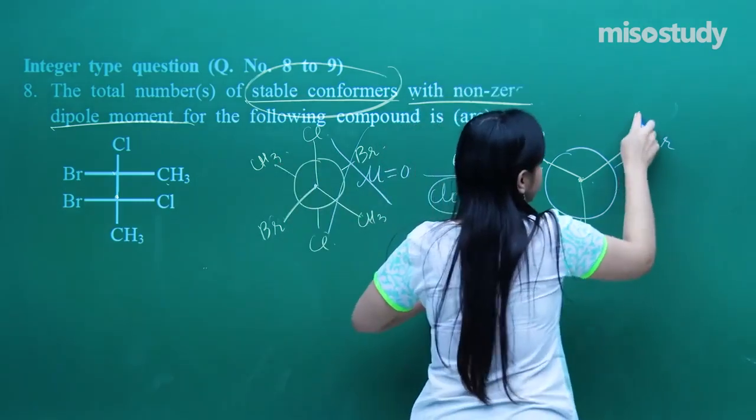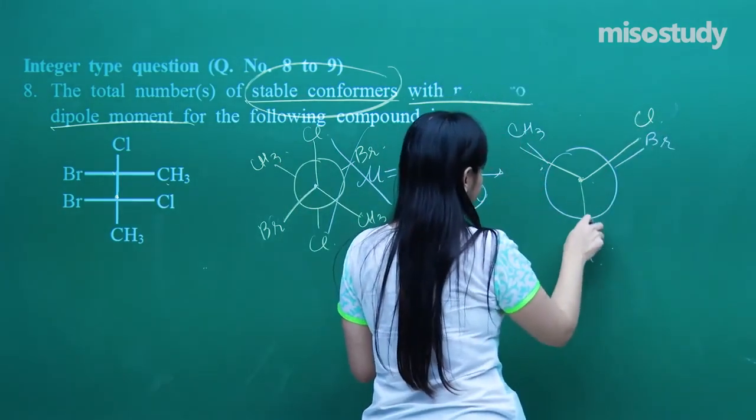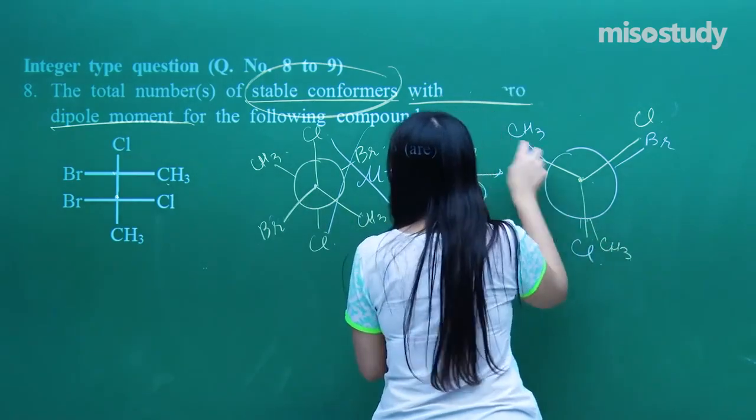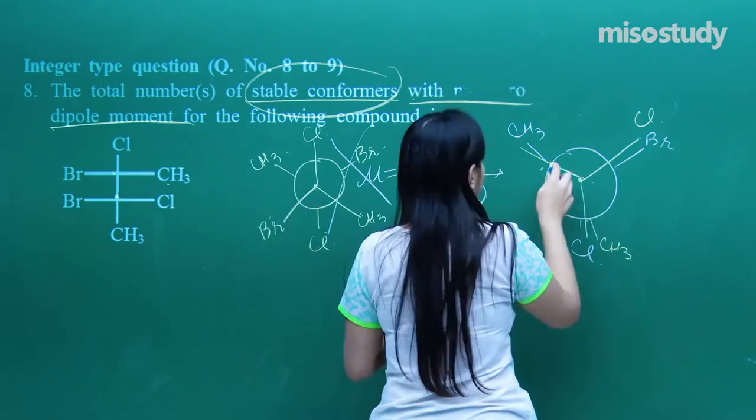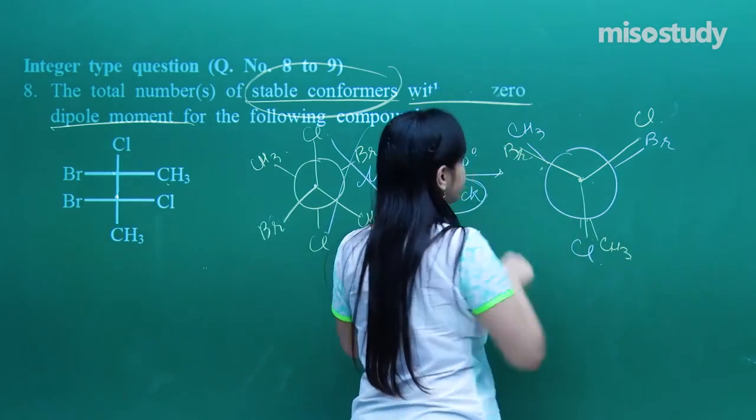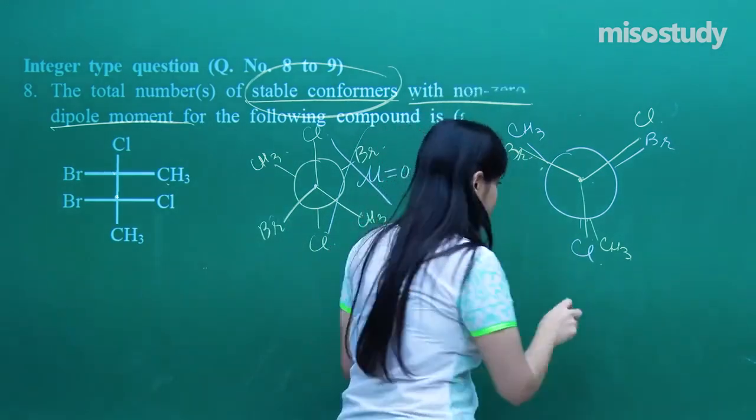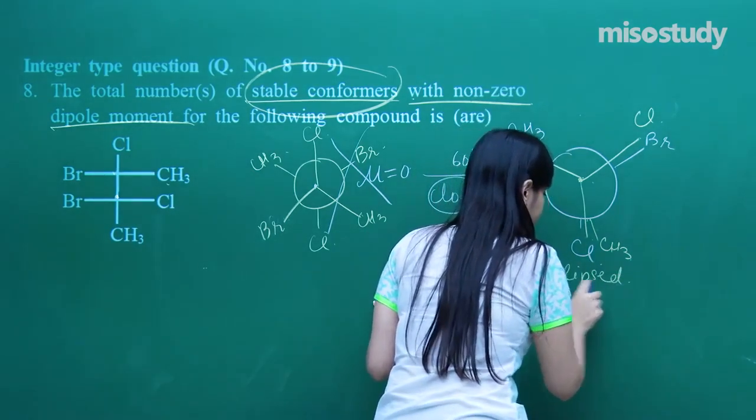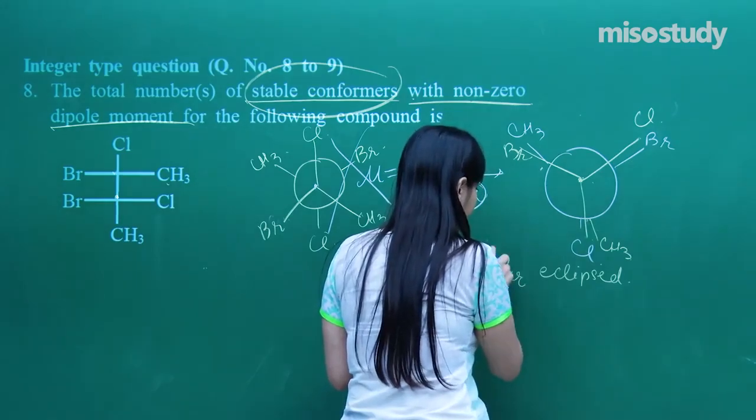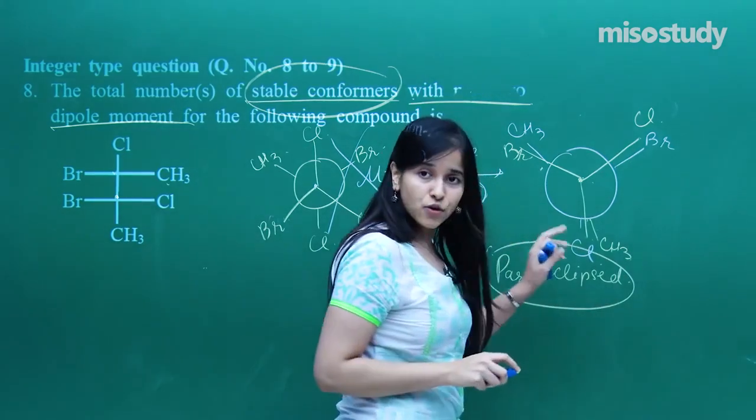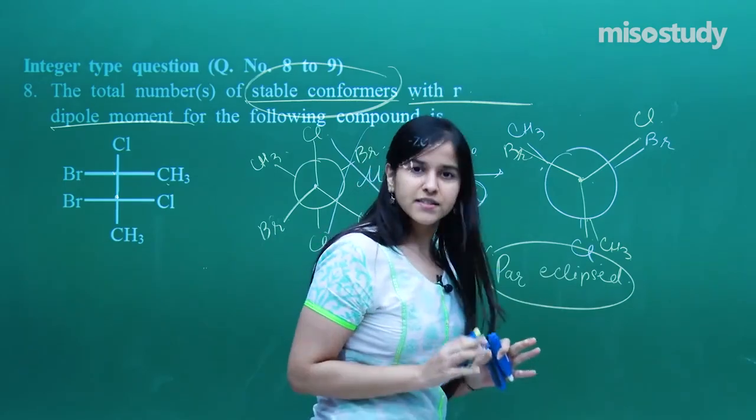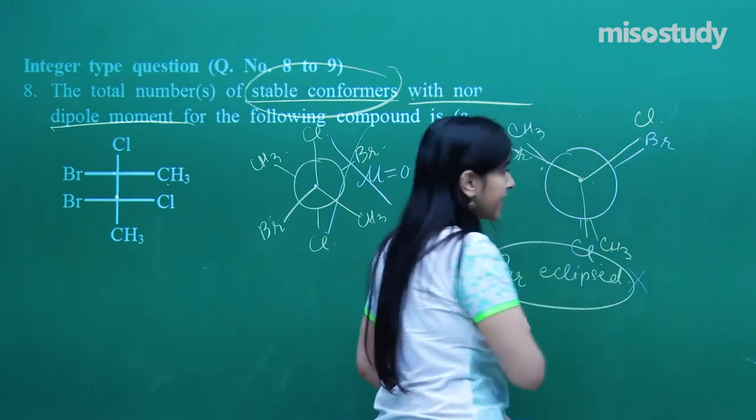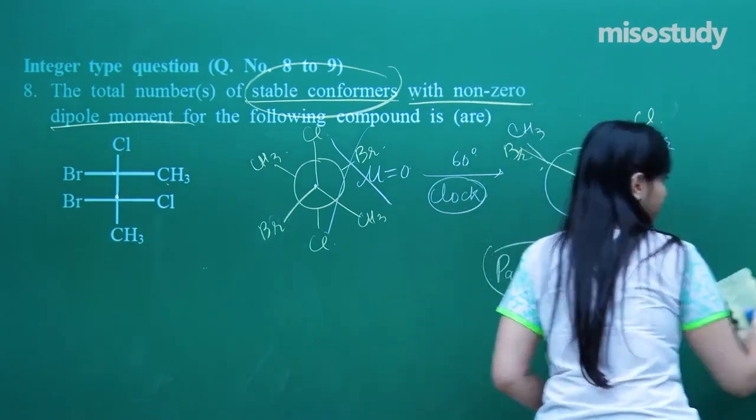A chlorine towards here and a CH3 here, and what else? Again a bromine over here. So what is this? This is eclipsed, partially eclipsed you can say. That means this conformation we do not need. We need a stable conformation. So we do not need this. Let me have another 60 degree rotation.